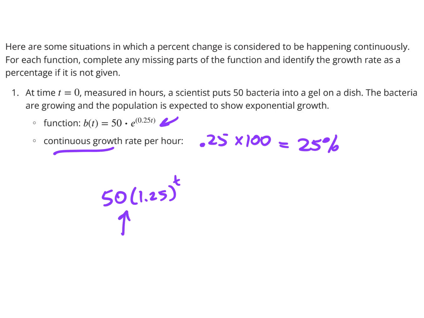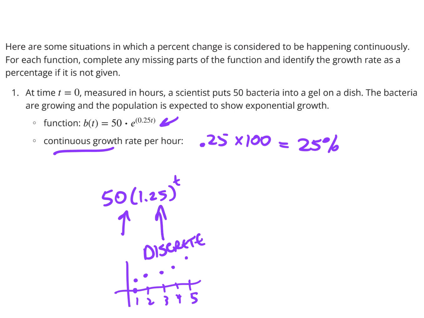This is not continuous growth. This is discrete growth. What does that mean? That means at every interval. So let's say my interval is 1, 2, 3, 4, 5. And this is something we did in sequences. It grows at every step. It does not grow in between each step. This is called discrete.